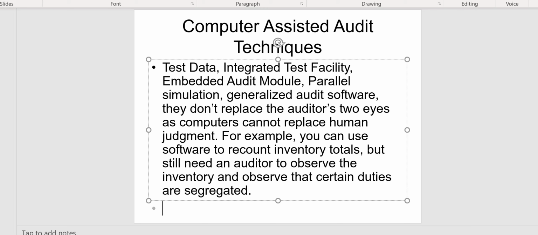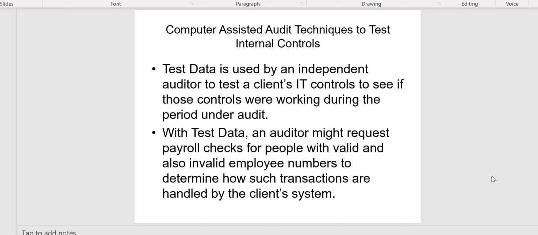So we'll start with test data. Test data is used by an independent auditor to test the client's IT controls to see if those controls were working during the period under audit. So with test data, an auditor might request payroll checks for people with valid and also invalid employee numbers. So let's test the client's payroll system by requesting a check for one valid and one invalid employee number and determine how such transactions are handled by the client's system.